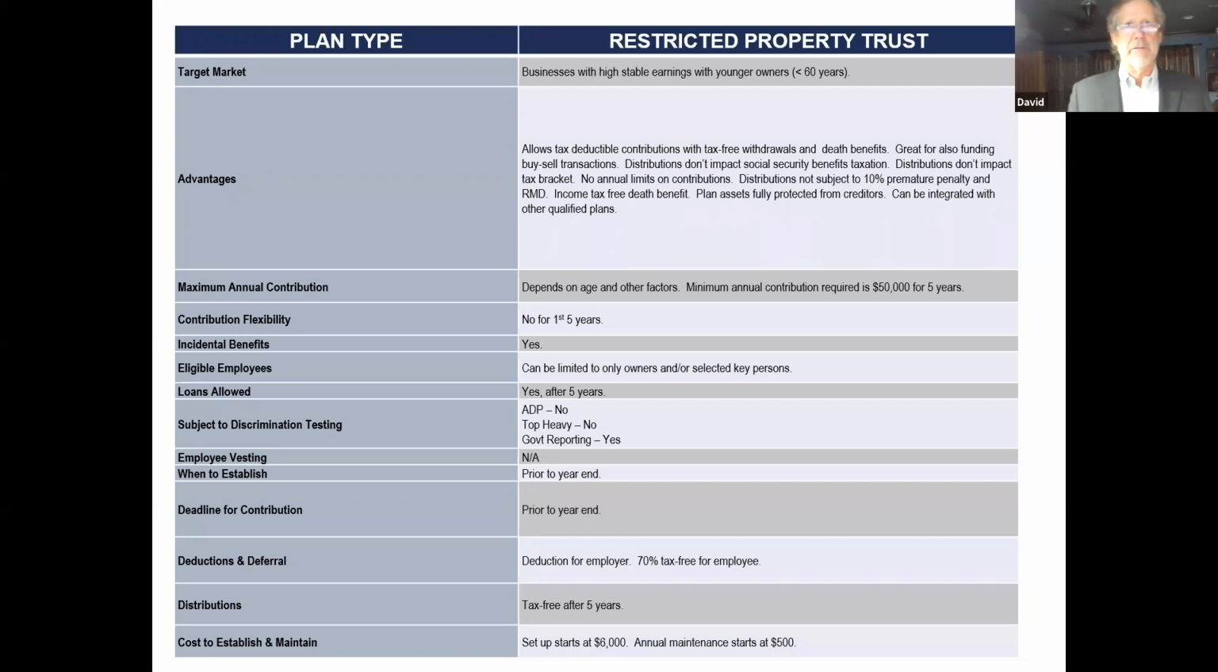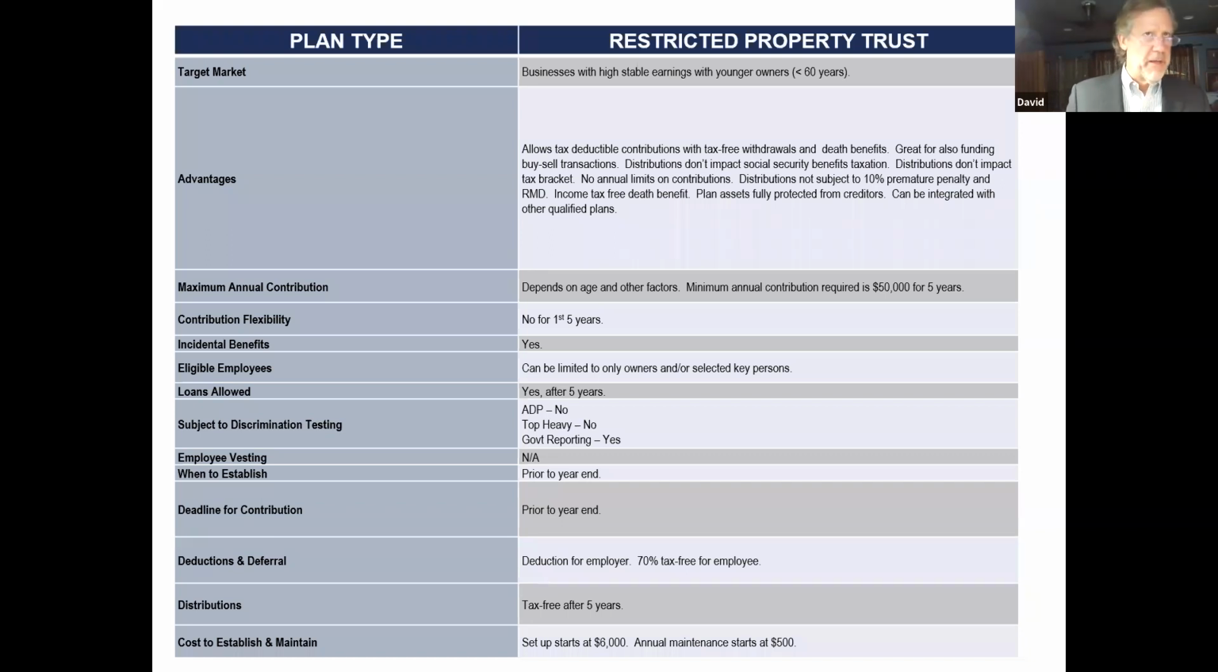A couple of downsides to it is it requires a minimum annual contribution of $50,000. So it's not a suitable plan if you don't have at least the $50,000, and you need to commit to it for at least 5 years. So it's for the next layer of retirement funding beyond the typical 401ks and IRAs.